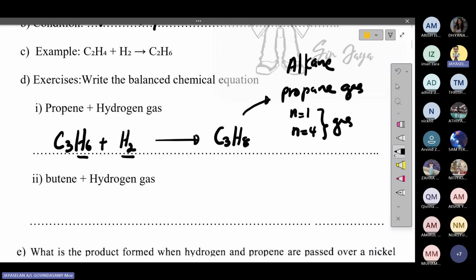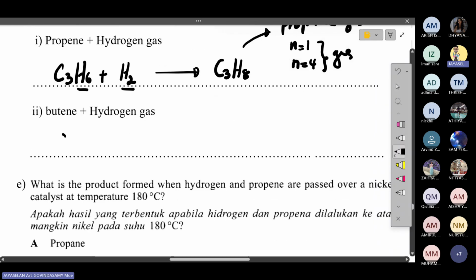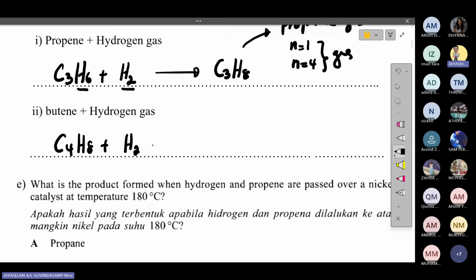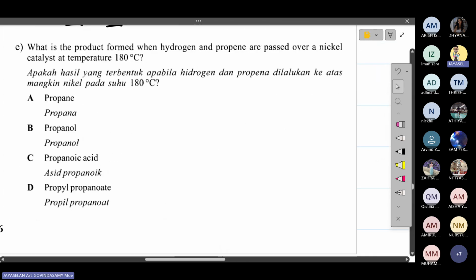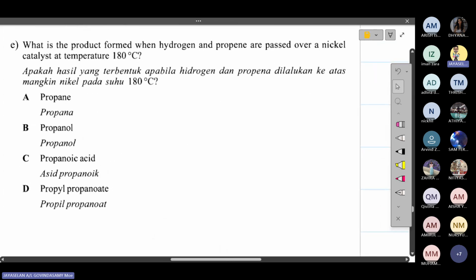Okay, we go for the last one. Butene, C4H8 reacted with hydrogen gas. What will you get? C4, just add, this is 10. That's all. Settle. This belongs to what homologous series? Alkane. And what is the general formula? CnH2n+2. All this will be asked in the exam. So don't get any wrong. All this must be remembered. Okay, this is SPM.